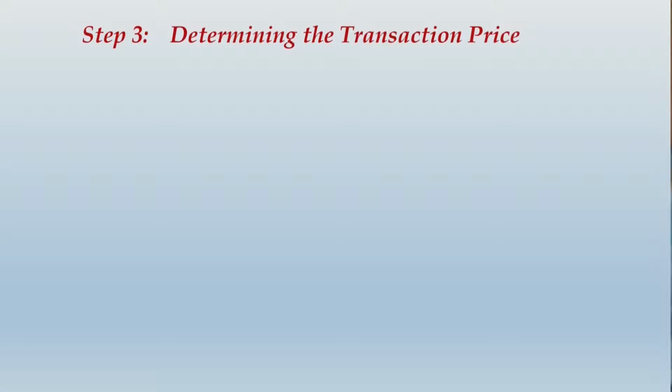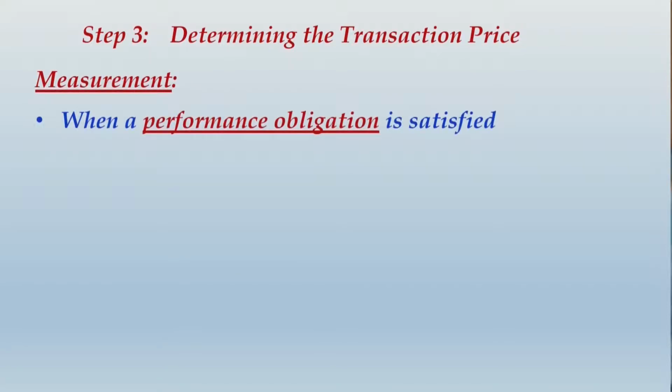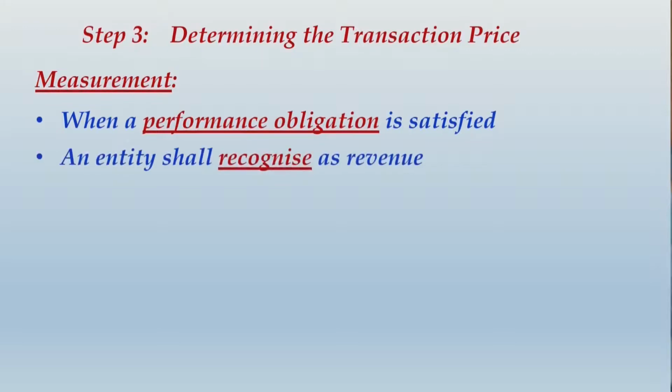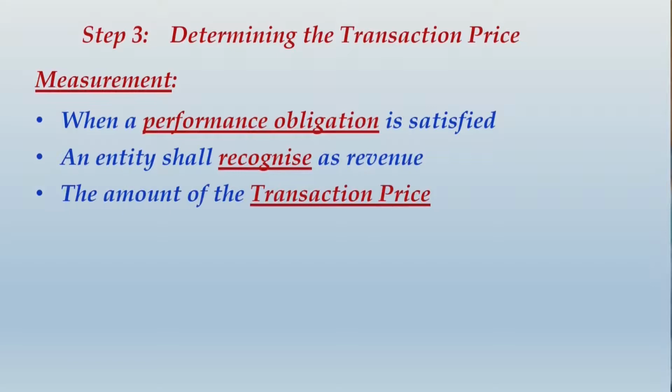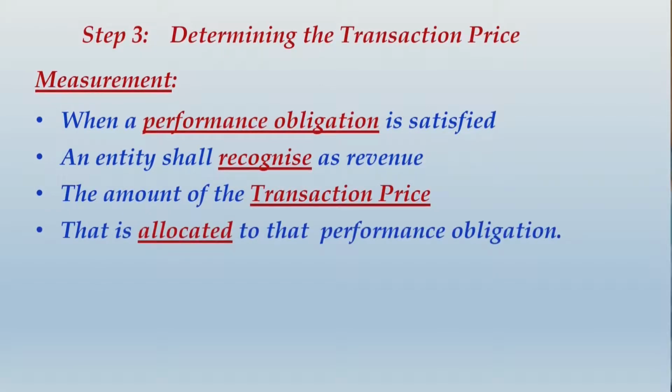So under the heading step 3, that is determining the transaction price, please write this important point about measurement. When a performance obligation is satisfied, an entity shall recognize as revenue the amount of the transaction price that is allocated to that performance obligation.